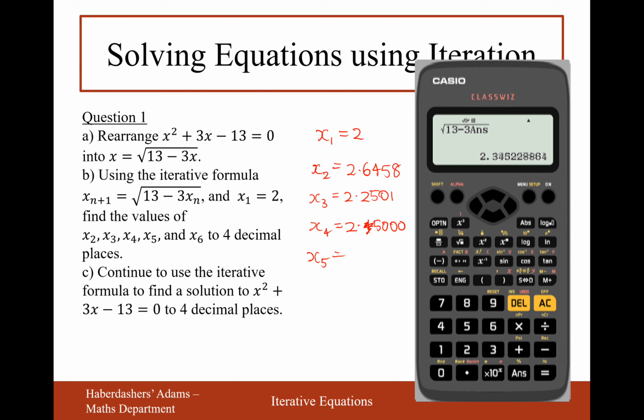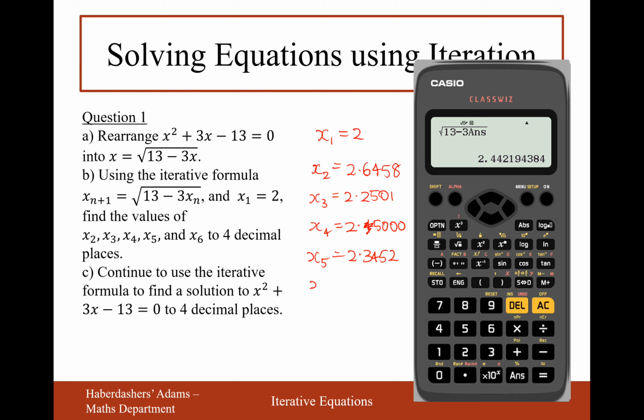Next value, just press equals again, and you're going to get 2.3452, and press equals again, and you're going to get x6, which is 2.4422. So that's the answer to part B.